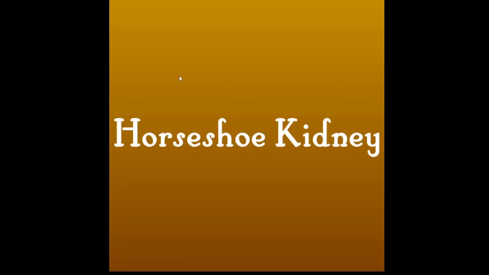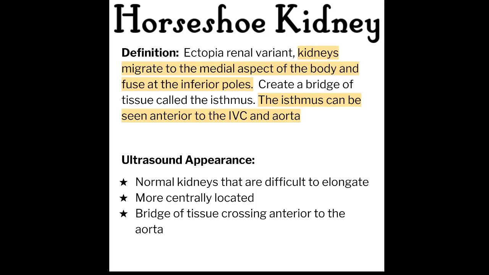Now our last anomaly is the horseshoe kidney. So horseshoe kidneys again are a variant of ectopia, and again the kidneys are migrating to the medial aspect of the body just like they do with cake kidney. But this time they're going to fuse together at the inferior pole. And when they fuse together at the inferior pole, they create a bridge of tissue, and we call that the isthmus. And that isthmus is going to be seen traveling anterior to the IVC and the aorta.